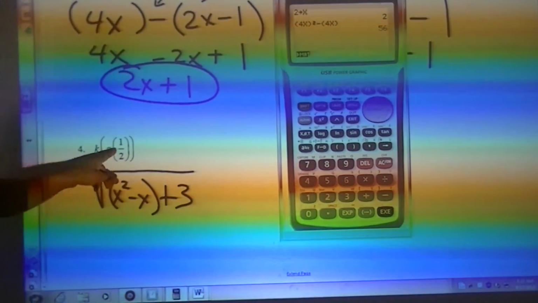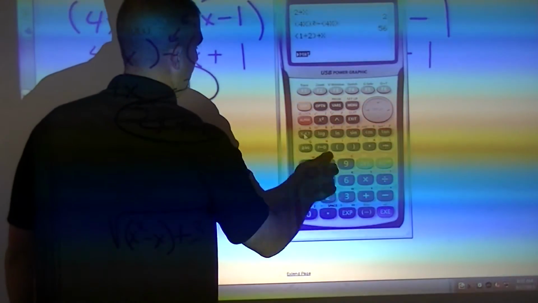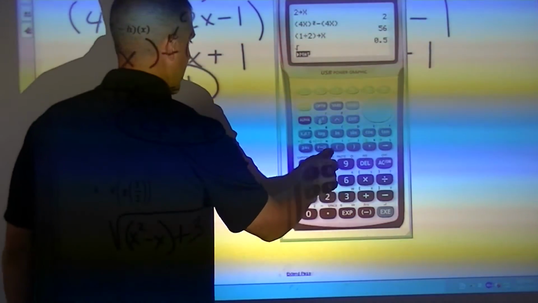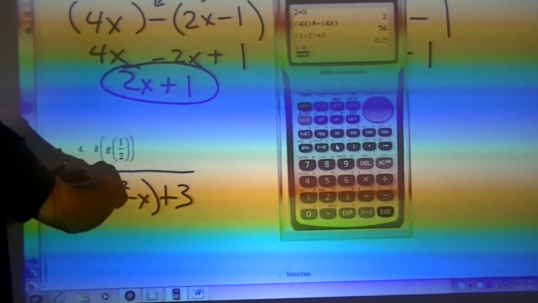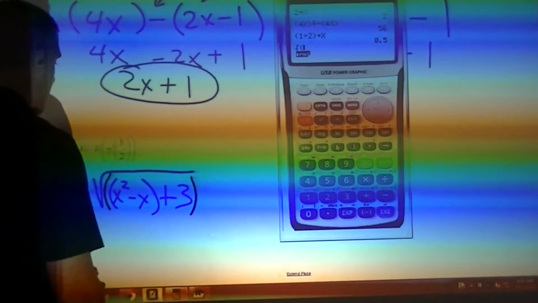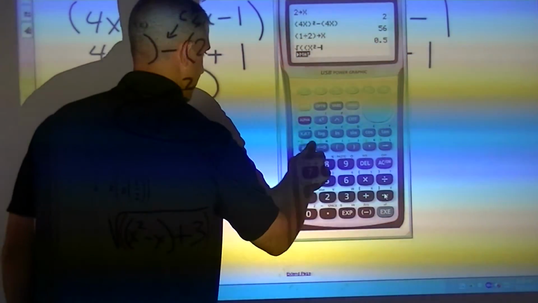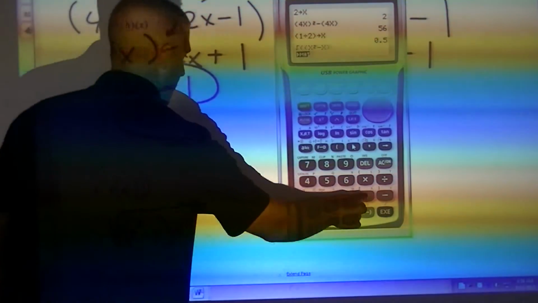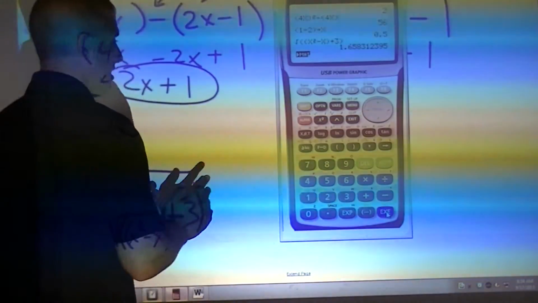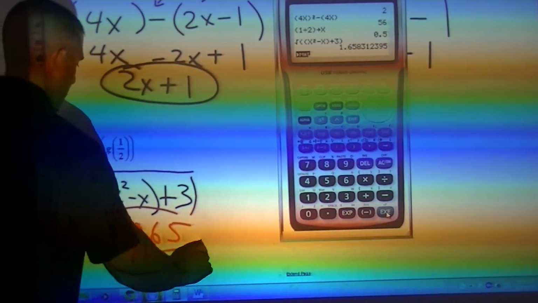Since it's 1/2, I'm going to do 1/2. That's how you do a fraction. Arrow for x. Now, I'm going to type this in. Square root, be very careful. You need to put parentheses around all the stuff in the square root. That way, you know that it's there. And then I'm going to do the extra set of parentheses around x squared minus x. Plus 3. And I'm going to close it. That tells that whole thing. Boom. That's what my answer is. 1.65 would be my answer.